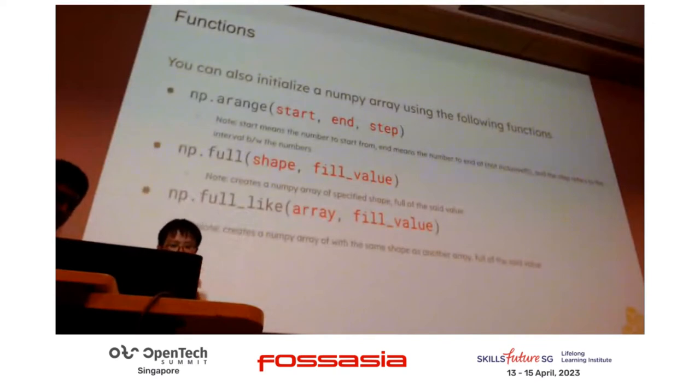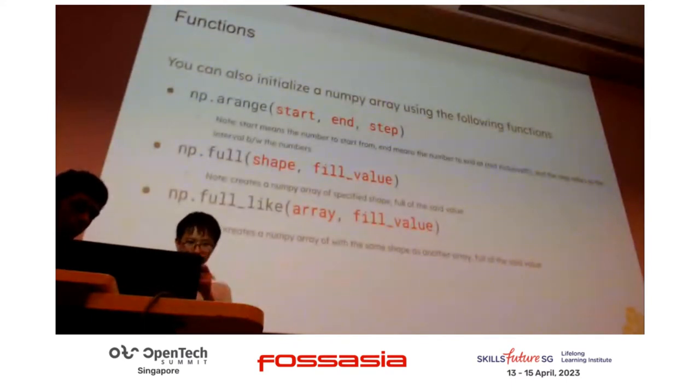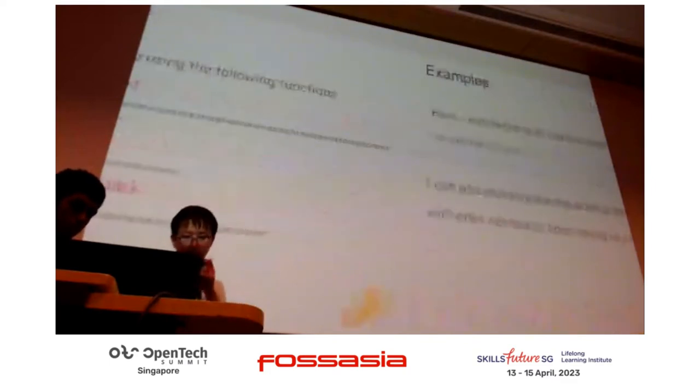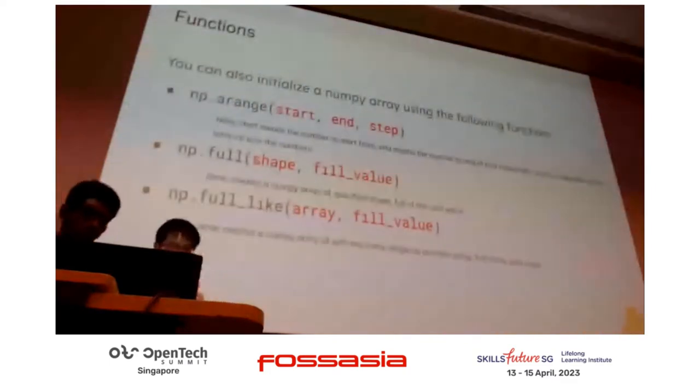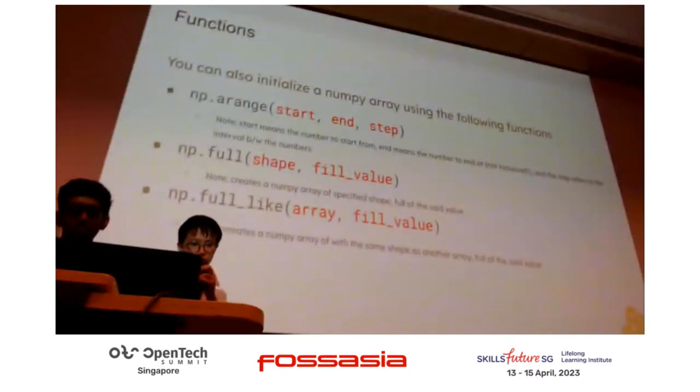For numpy.full, you will have to specify a shape in the form of a tuple as well as a fill value. This fill value is the value that you use to fill the entire NumPy array with. So let's say you call numpy.full with the shape 1,5, it will give you a NumPy array of shape 1,5 with whatever fill value that you specify. That sounds a bit not intuitive, but it will be very natural when the examples are shown later. numpy.full_like is similar to numpy.full, and you have the fill value, but you follow the shape from a different array.